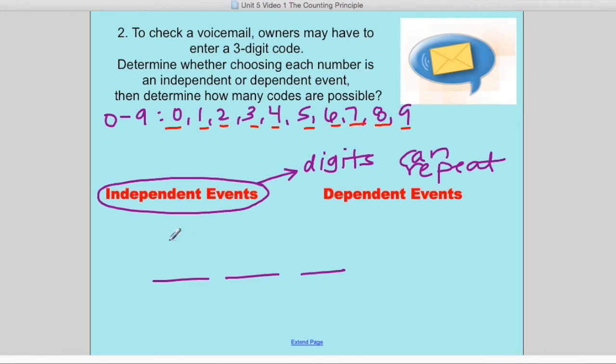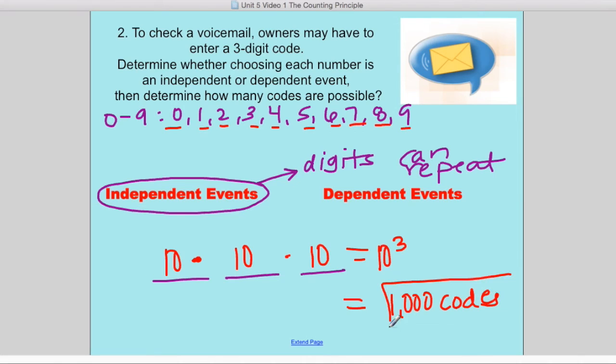So there are 10 digits, so how many options do I have for the first digit? I have 10. If I can repeat numbers, I still have 10 options for my next digit, and 10 for the last. So 10 times 10 times 10, or if you want to speed it up on your calculator, 10 to the third, which is 1,000 codes. So there are 1,000 options.